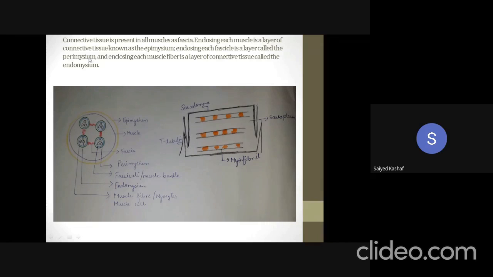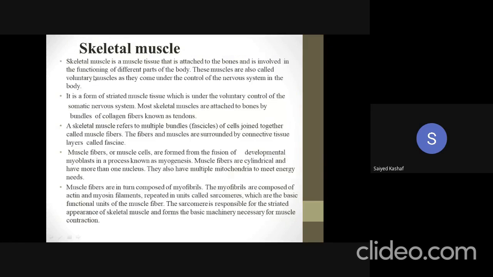So here you can see the connective tissue present in all the muscle, that is fascia. Enclosing each muscle is a layer of connective tissue known as epimysium, and enclosing each fascicle is a layer called perimysium, and enclosing each muscle fiber is a layer of connective tissue called endomysium. This we have discussed right now, right?